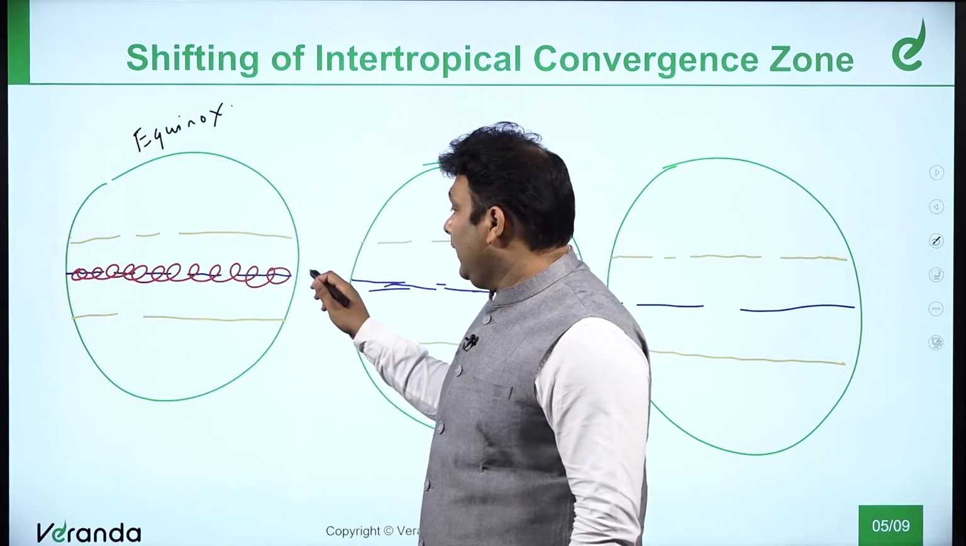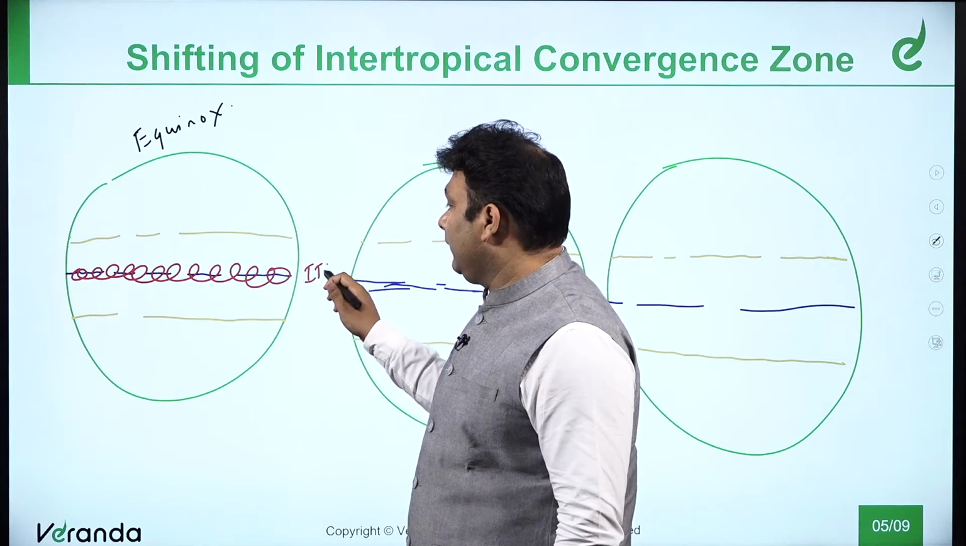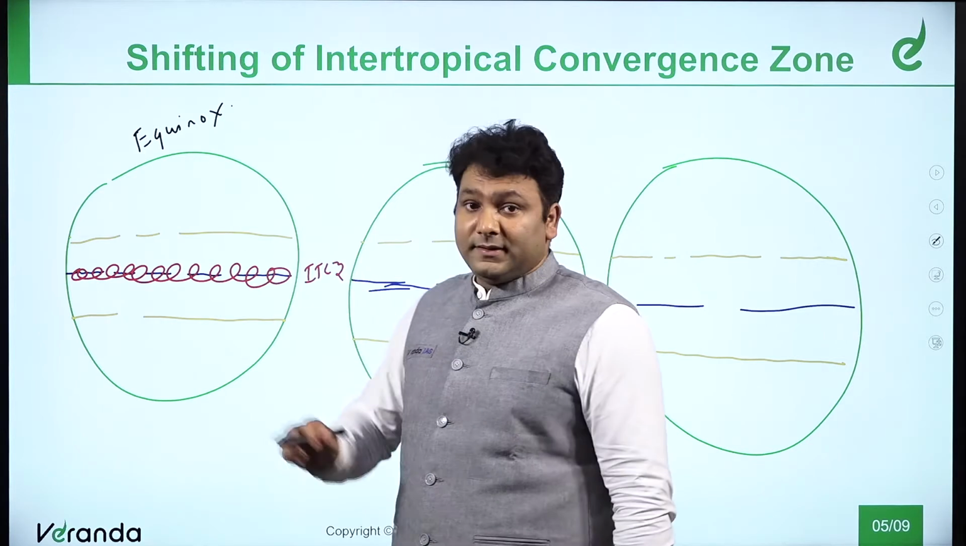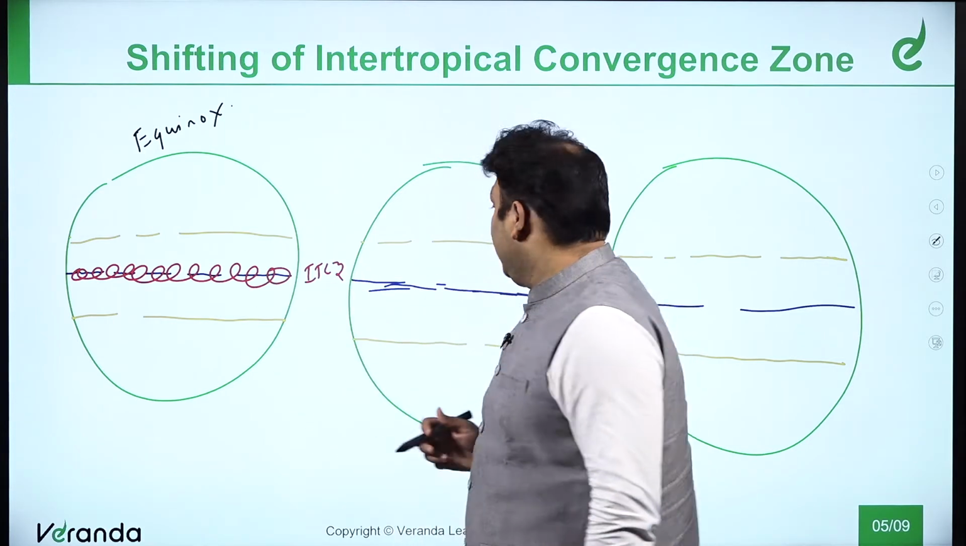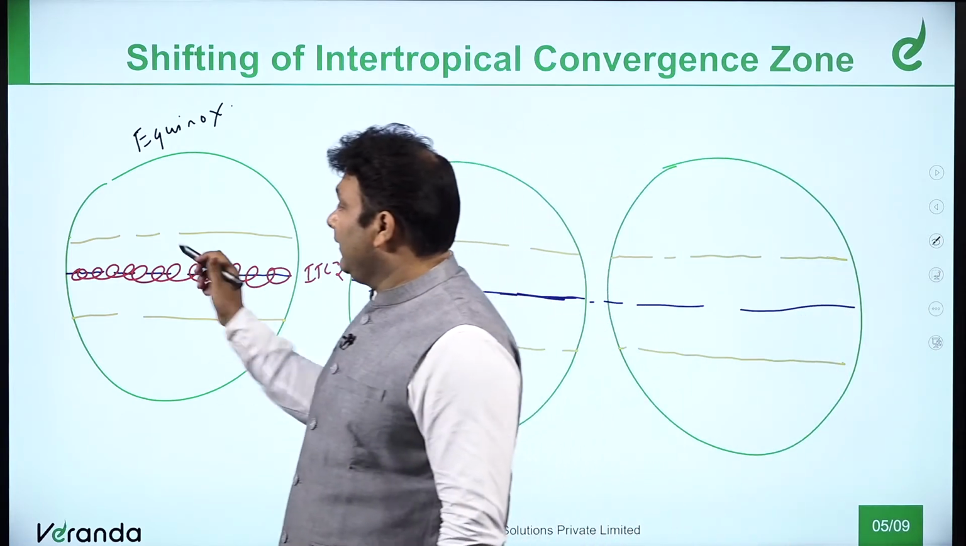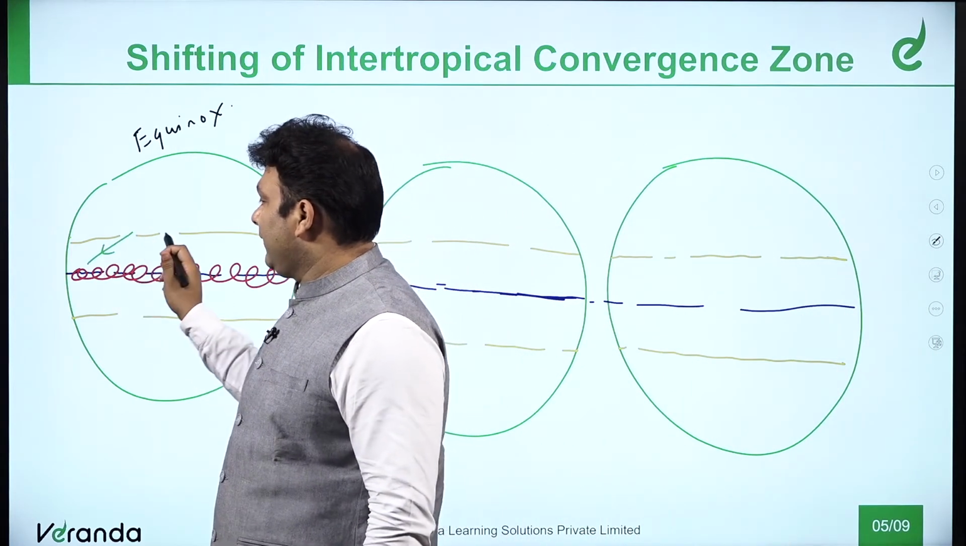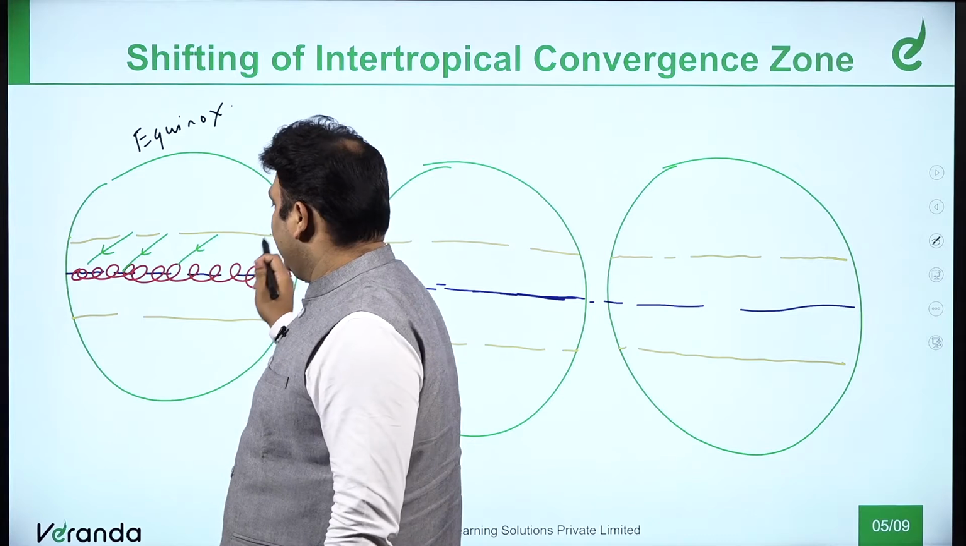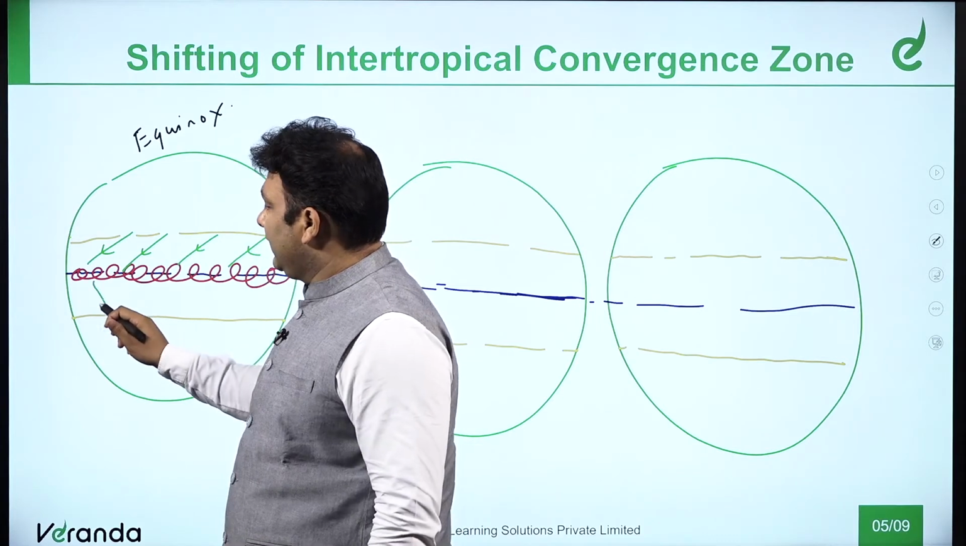So we will be calling it the ITCZ also, that is the Intertropical Convergence Zone, because this is the zone where the trade winds will be converging. So trade winds will be coming from here, 30, 35. So trade winds get converged here.